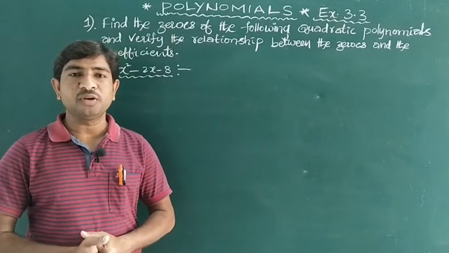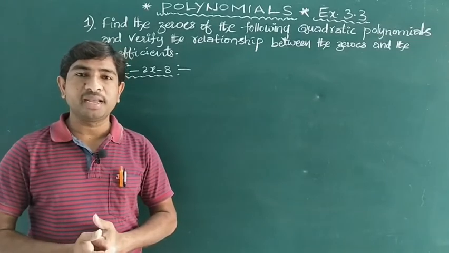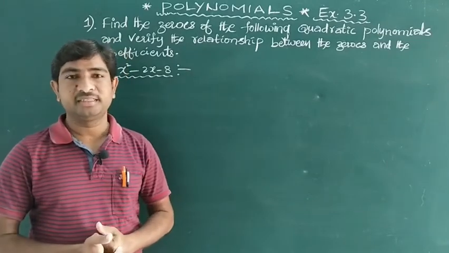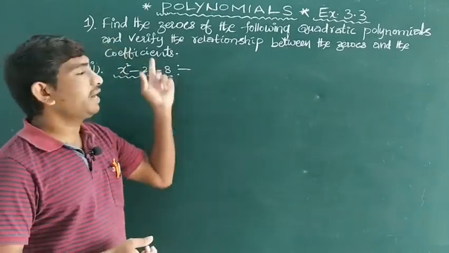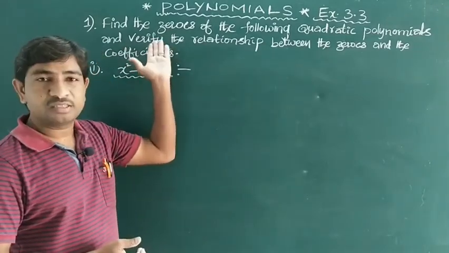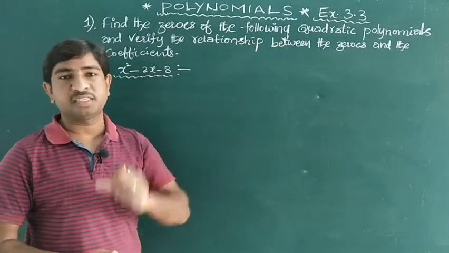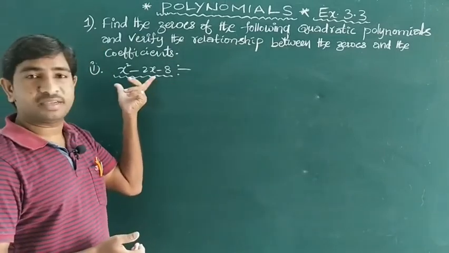Today I am going to explain the 10th class 3rd chapter, Polynomials, exercise 3.3, first bit. Find the zeros of the following quadratic polynomials and also verify the relationship between the zeros and coefficients. This is the first question. Now, what is the first question in that?